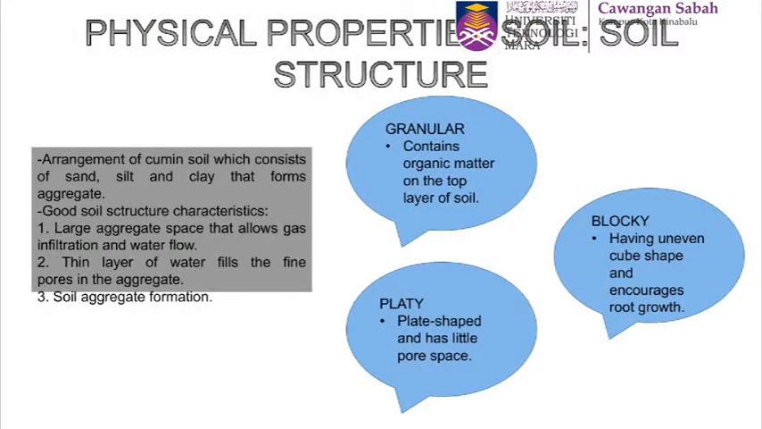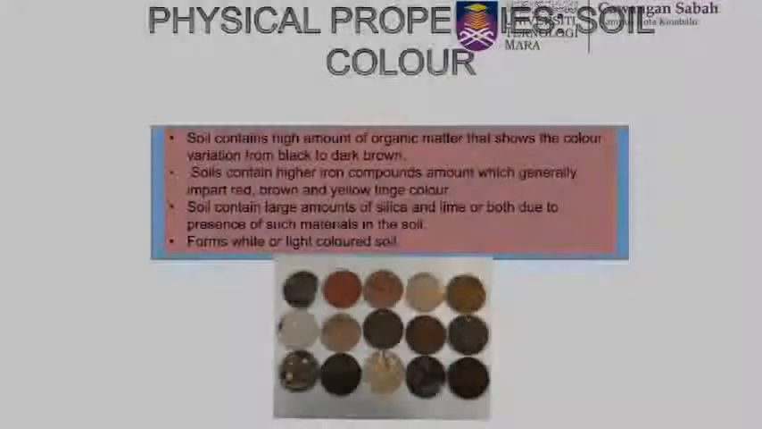The next physical property of soil is the soil structure. Soil structure is the arrangement of soil particles, which consist of sand, silt, and clay that form aggregates. A good characteristic of soil structure is having large aggregate spaces that allow gas infiltration and water flow. Secondly, a thin layer of water fills the fine pores in the aggregate, and lastly is the soil aggregate formation.